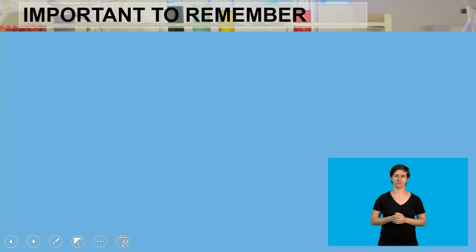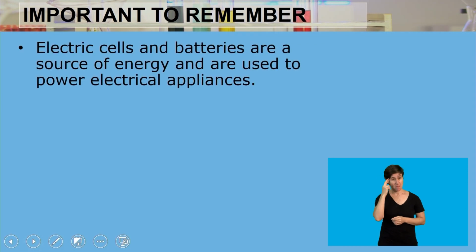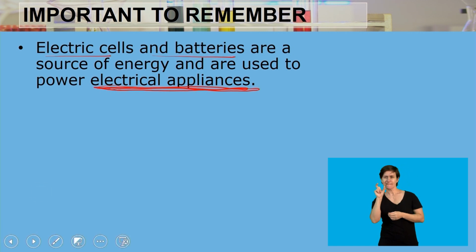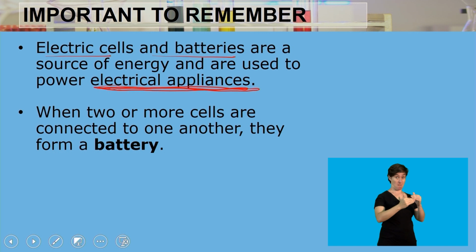Then now, what I want you to always remember whenever you're thinking about this lesson on electric cells, these are the things that I want you to remember. Number one, electric cells and batteries are a source of energy and are used to power electrical appliances. So all the electrical appliances that we are seeing around us are powered by the electric cells or the batteries, because remember, a battery is a group of two or more cells that are connected together.